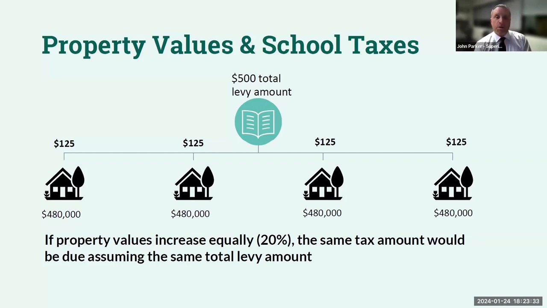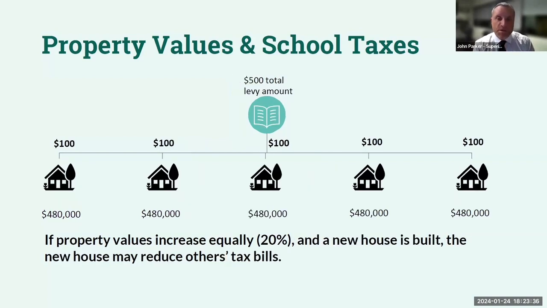Now, the last point that we want to raise: what happens if we build a new house in this fictitious scenario? So instead of 4 homes, let's say we have 5. If you look on the screen, with that same levy amount, the tax burden is spread not amongst 4 property owners, but 5. And so the tax rate went down specifically, and the taxes went down. Notice that they all still are at 480,000.